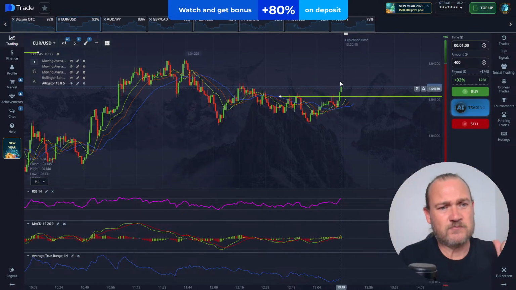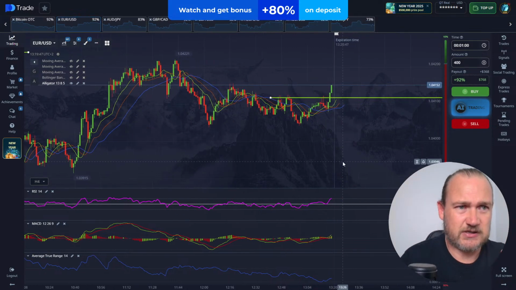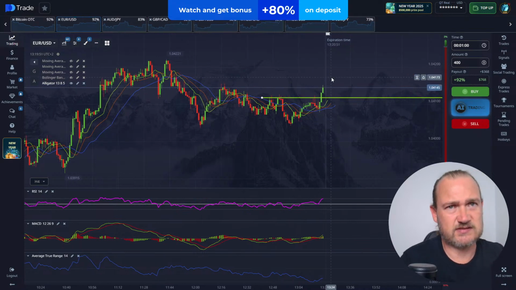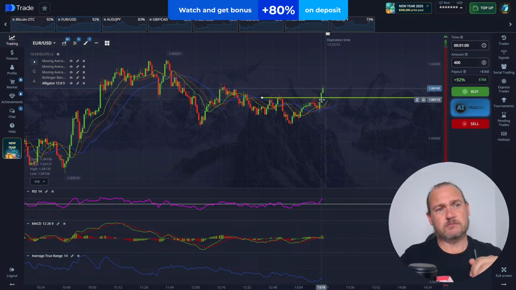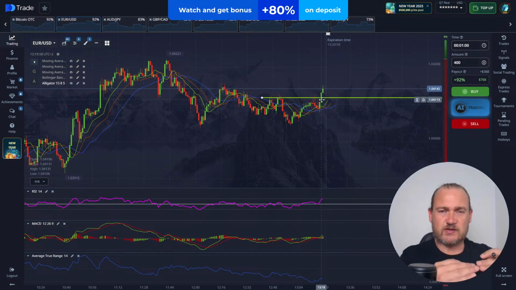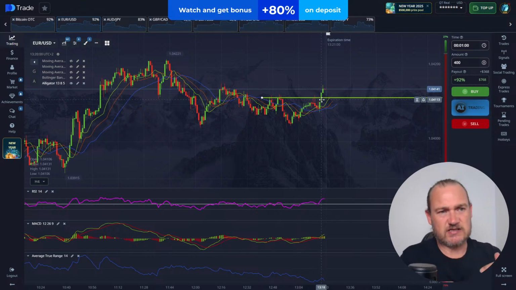Okay, so the trade played out. This was a buy trade for us. I missed this now, so this sucks. Anyway, the alligator can be used for dynamic support and resistance areas as well.